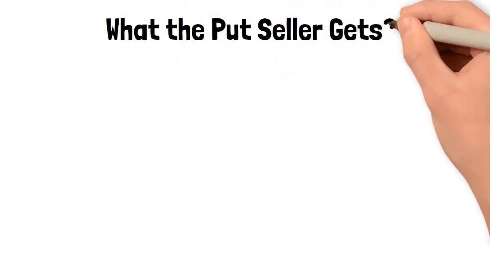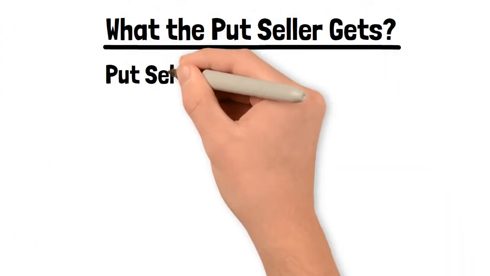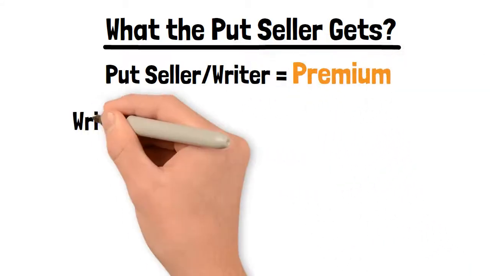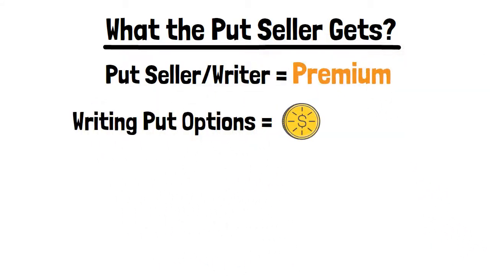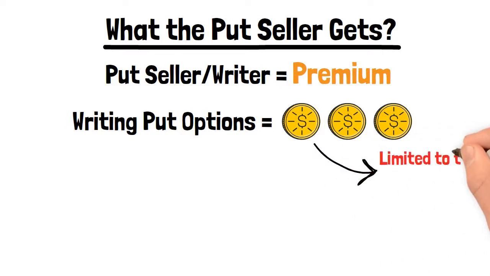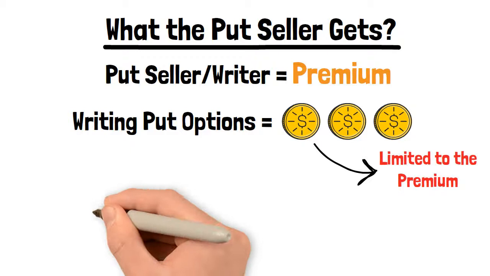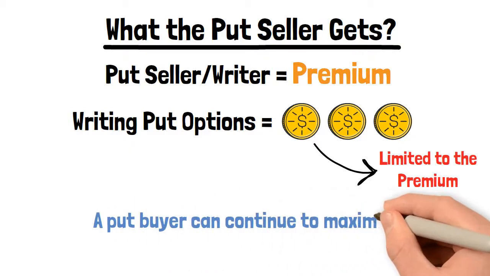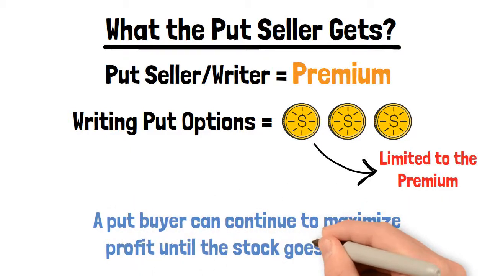What the put seller gets. The put seller or writer receives the premium. Writing put options is a way to generate income. However, the income from writing a put option is limited to the premium, while a put buyer can continue to maximize profit until the stock goes to zero.